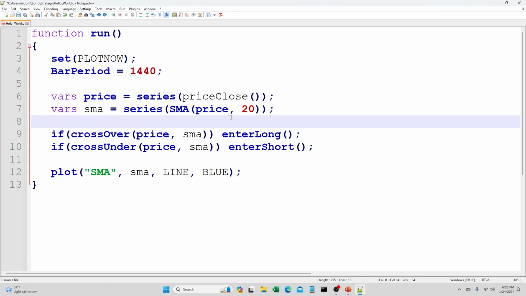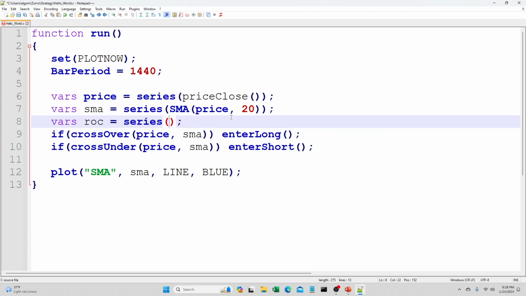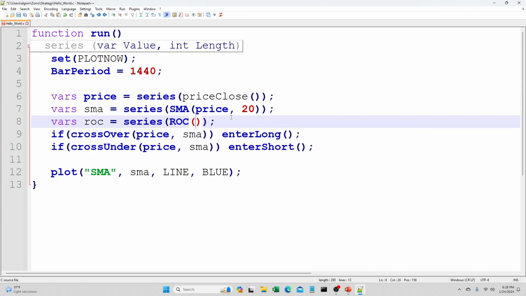Well, again, we need to create an array, a vars variable. I'm going to call it ROC, rate of change. And this is going to be a series. And of course, by now you know Zorro has an internal function for anything. So of course it does have the rate of change too. And I'm going to make it the rate of change of the simple moving average instead of the price.